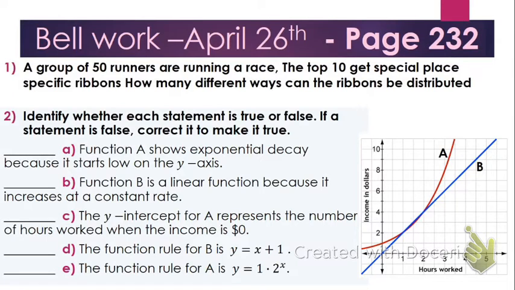Right, let's start talking about the bell work. A group of 50 runners are running a race. The top 10 get special place-specific ribbons. How many different ways can the ribbons be distributed? Does order make a difference here? Yes, so that means that this is what?